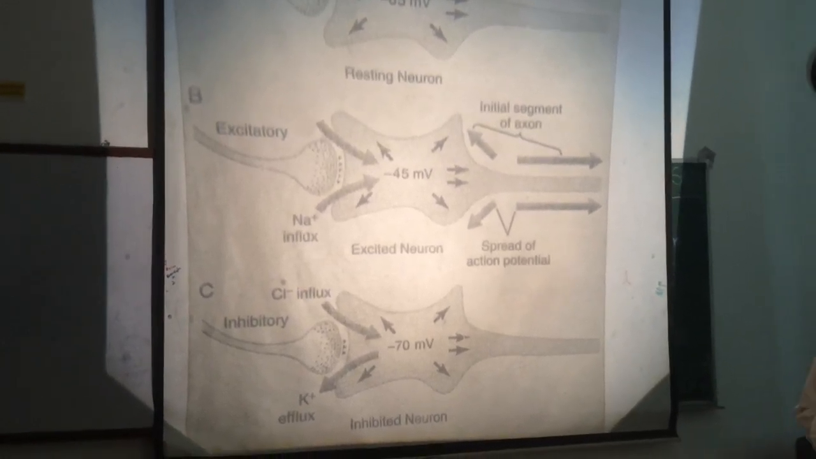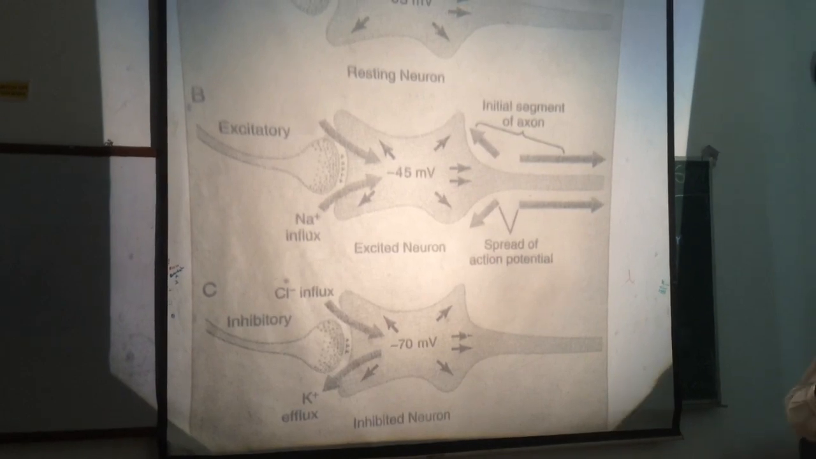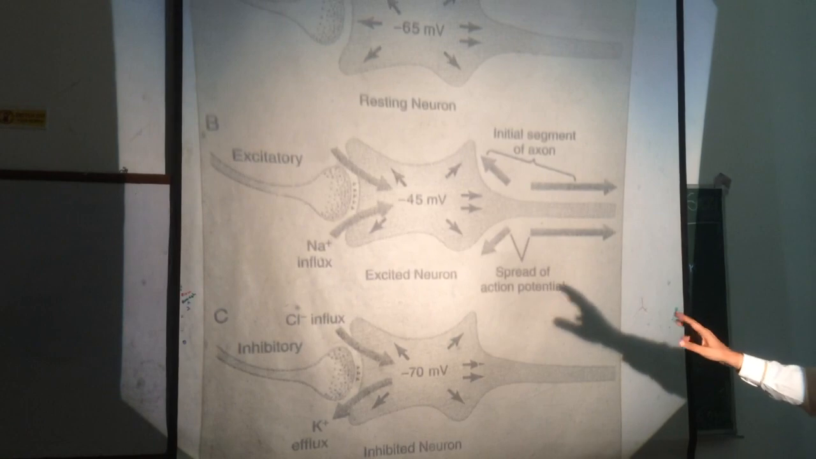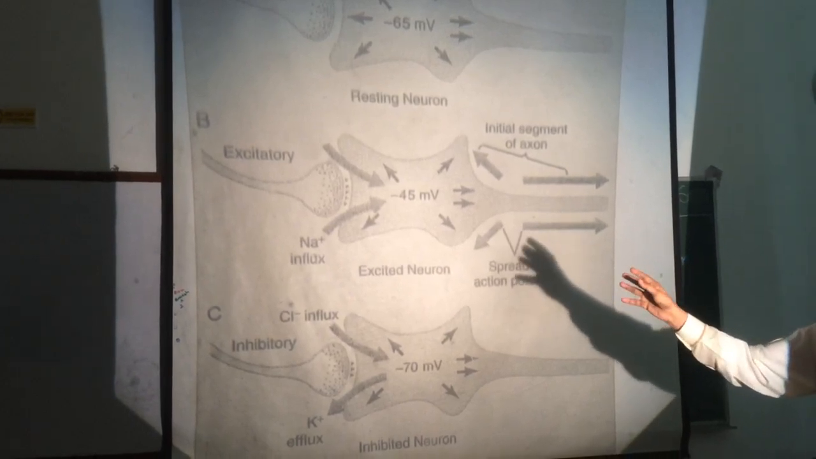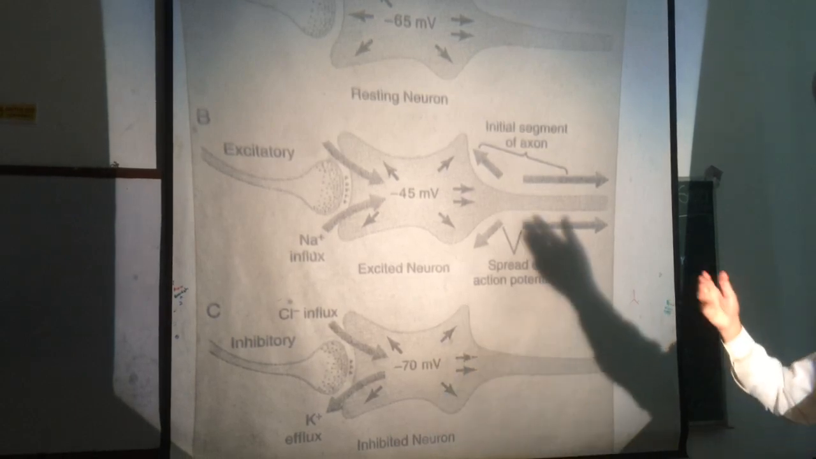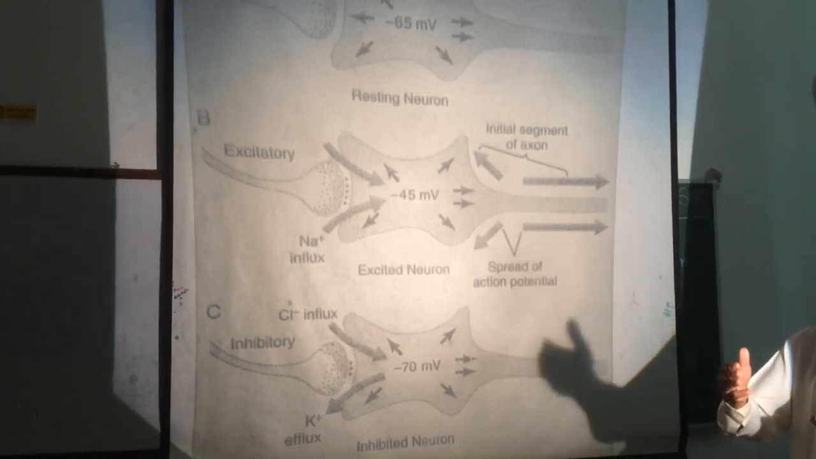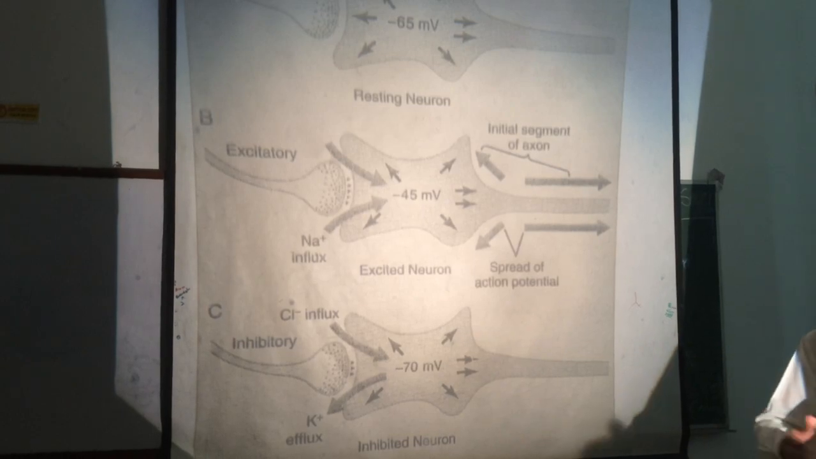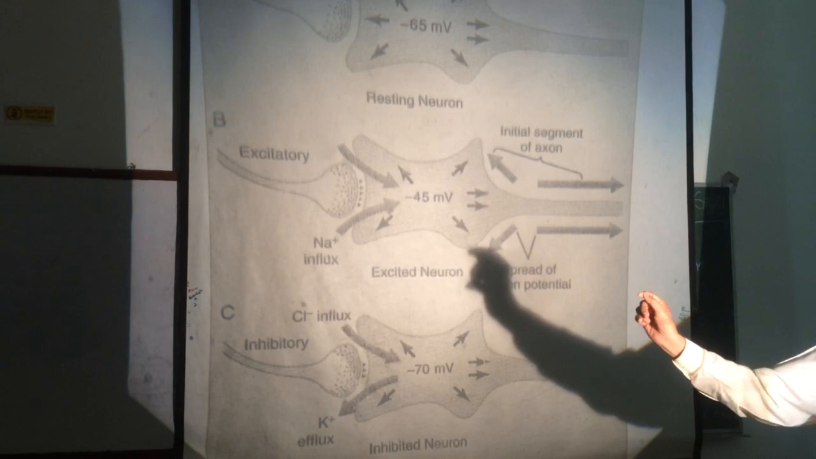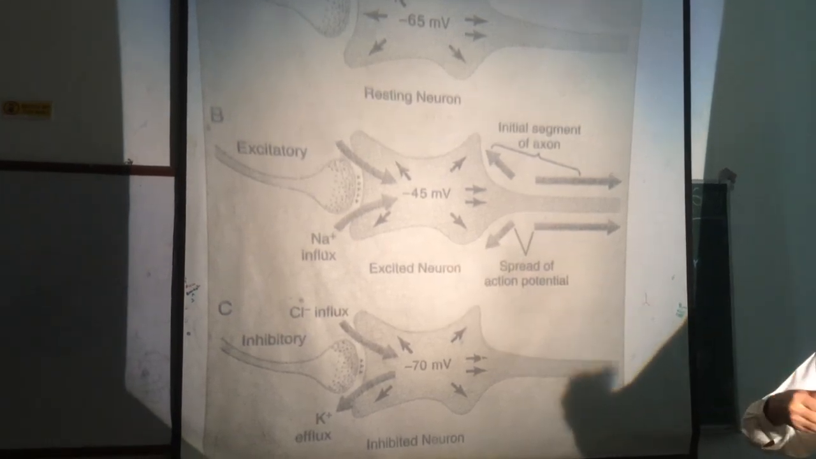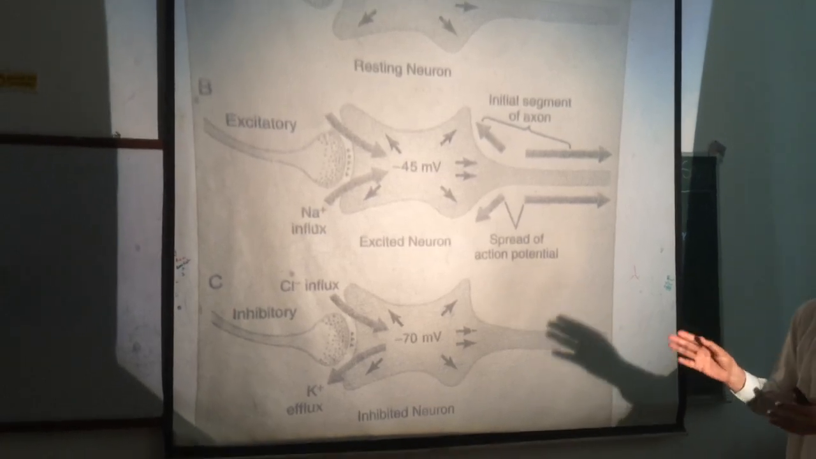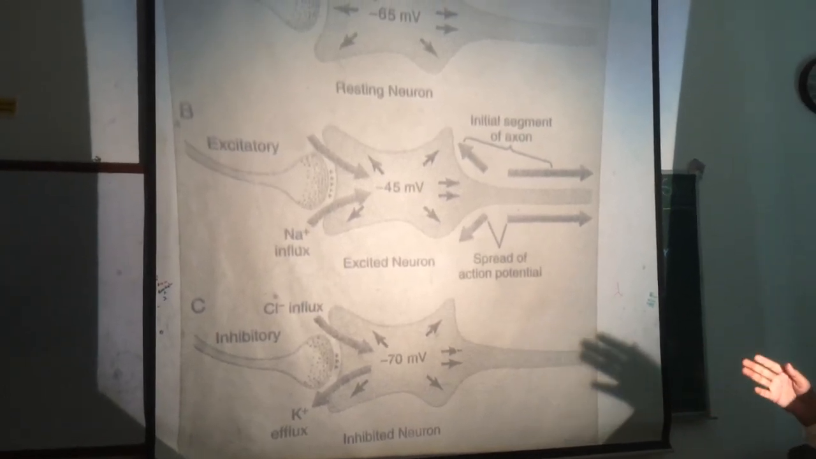The other mechanism is unresponsiveness of receptors on the postsynaptic membrane. Because of repeated transmission at the synapse, the receptors on the postsynaptic membrane become progressively unresponsive, and this results in fatigue of synaptic transmission.